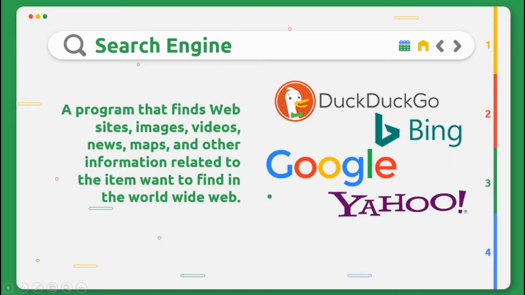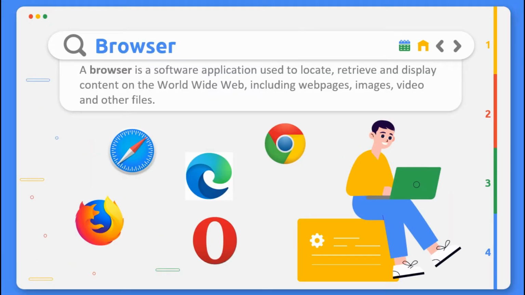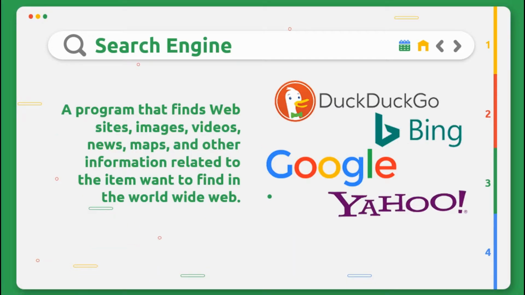And on the other hand, we have browser. It is a software application used to locate, retrieve, and display content on the World Wide Web, including web pages, images, video, and other files. And these icons are browsers that we commonly use on a daily basis. Sometimes browser and search engine are defined interchangeably. What makes search engine and browser similar is that both retrieve information based on the input text that we provide.